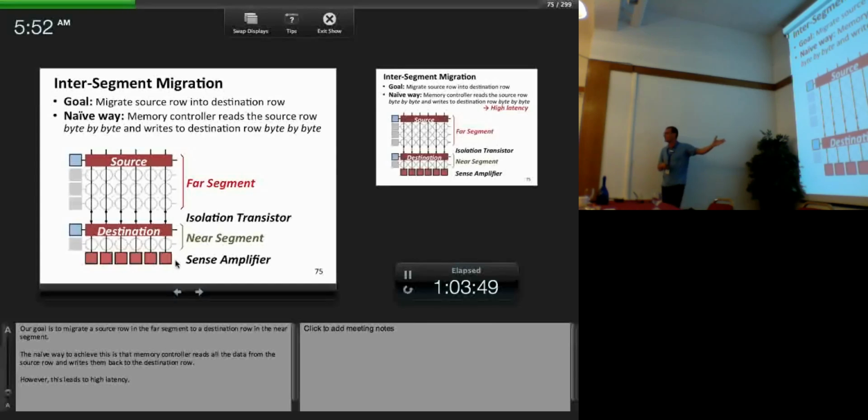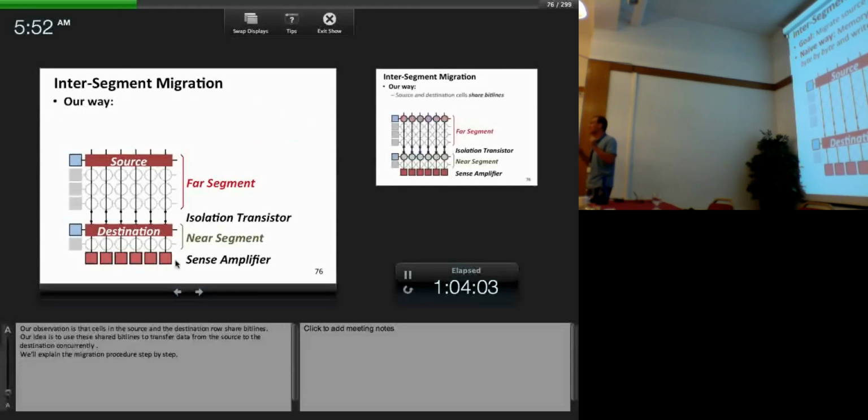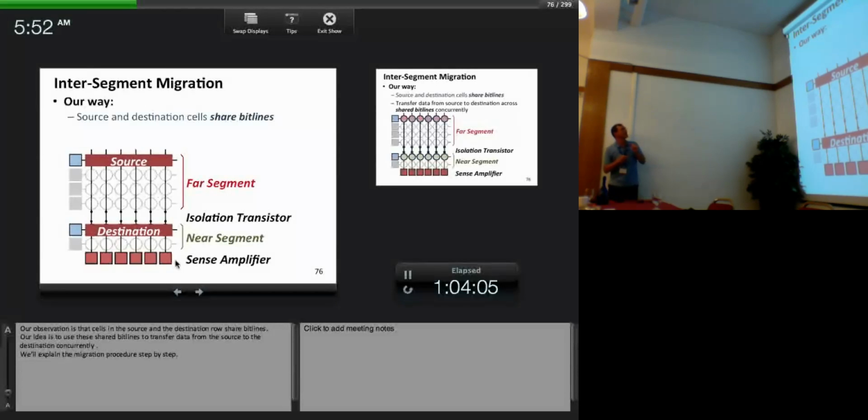And we don't want to do that, right? That would get rid of a lot of the benefits, because then you're transferring the entire row over the bus, which is a bottleneck, to the memory controller, and you're transferring it back into this cache, which is back in DRAM. We'd like to do this right in DRAM. And the observation is that source and destination share bit lines, and they also share the sense amplifiers. We could actually take advantage of this.